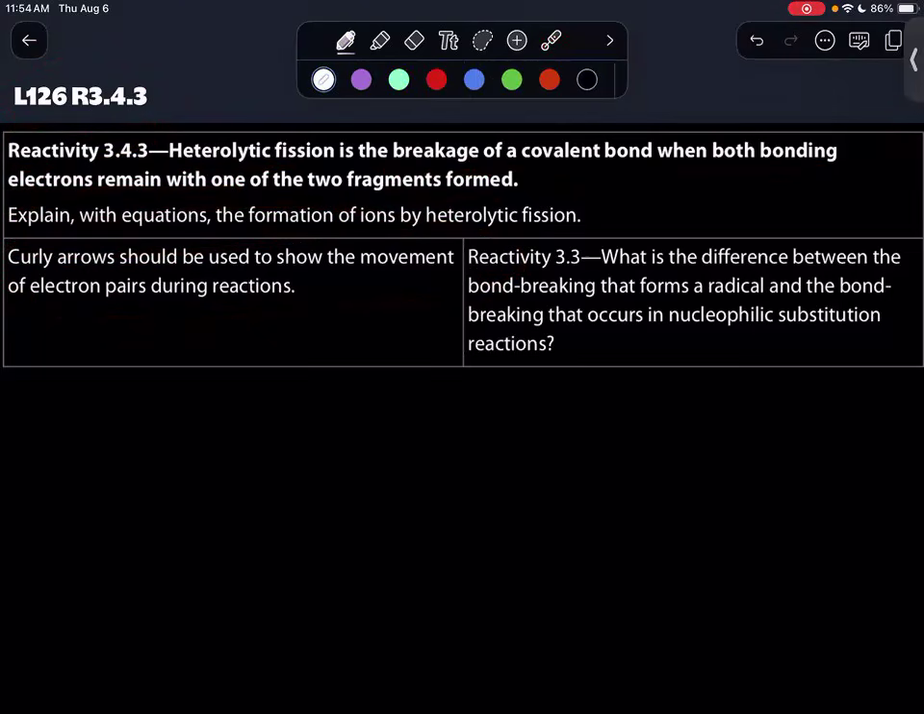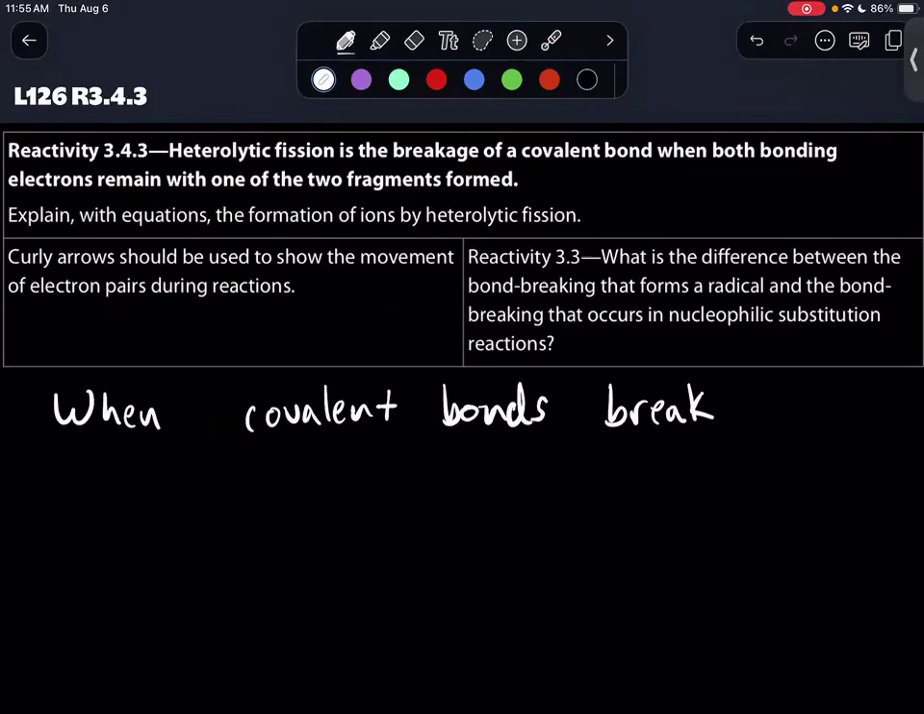Now, when we go about heterolytic fission, we're reminded of homolytic fission. So let's take a look at covalent bonds. When covalent bonds break, electrons in the bond must move because they're not between the two atoms anymore. So they have to go somewhere.